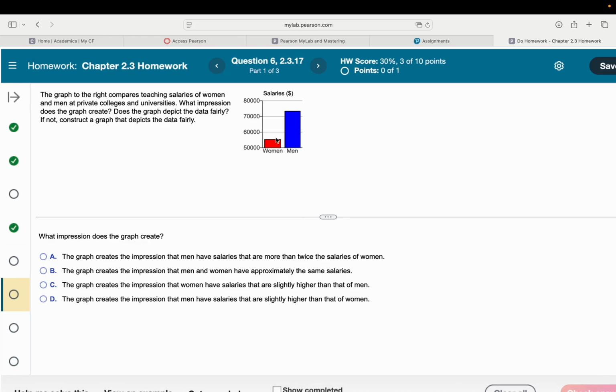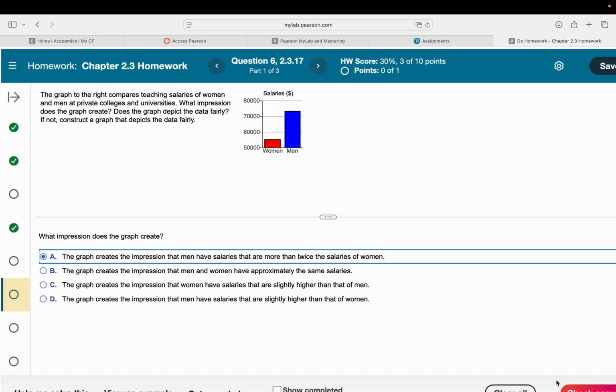Now let's talk about the first one. This graph has what I would call a zoomed in window. And why would I say that? Because it's not starting from 0. If you were to just look at these heights, it creates the impression that men have salaries that are more than twice the salaries of women. What they mean is that the height of this bar is more than twice the height of the women bar. And so that does sound right.